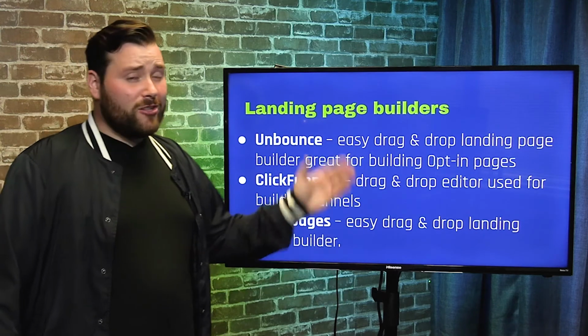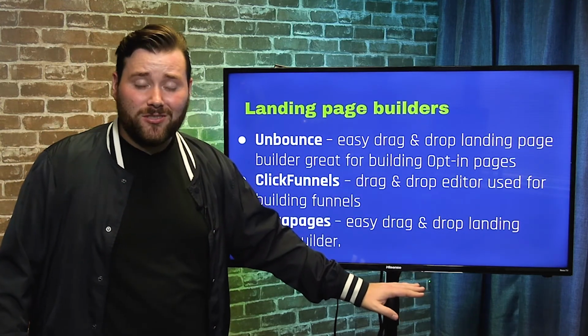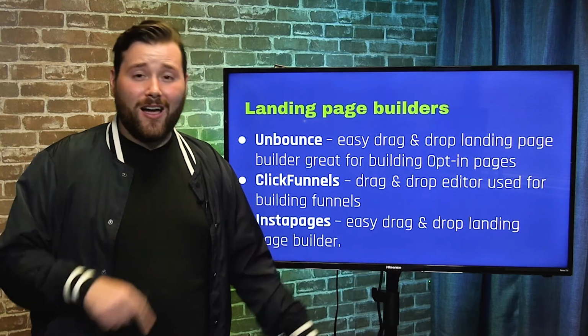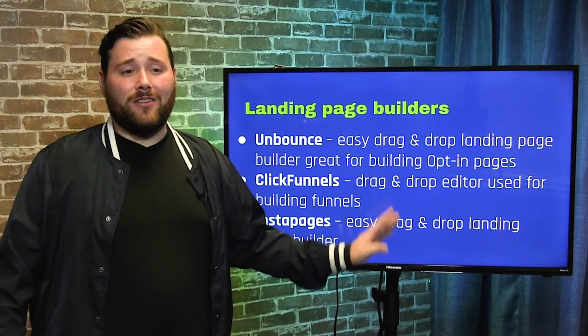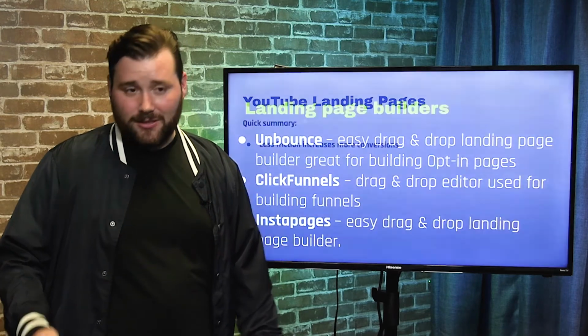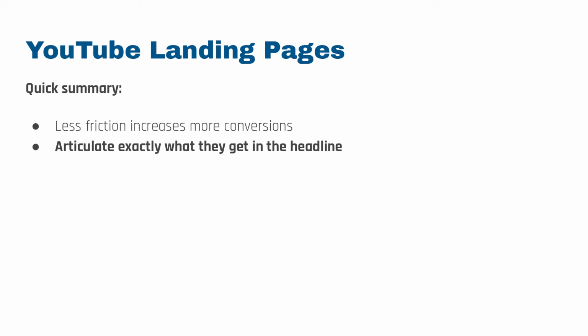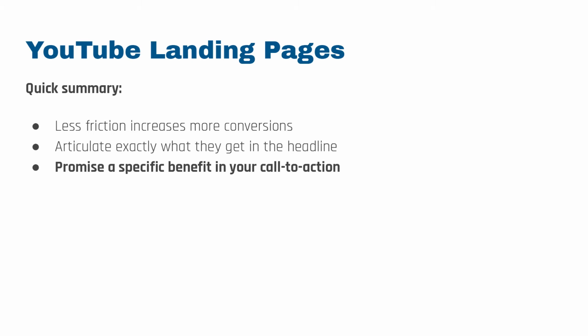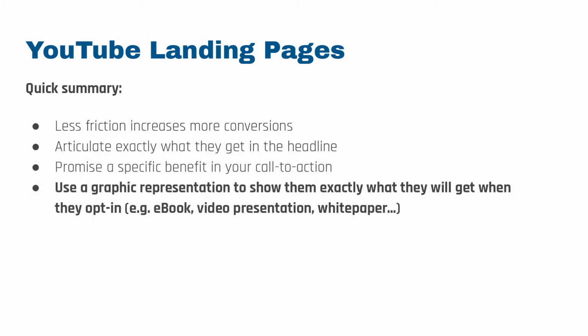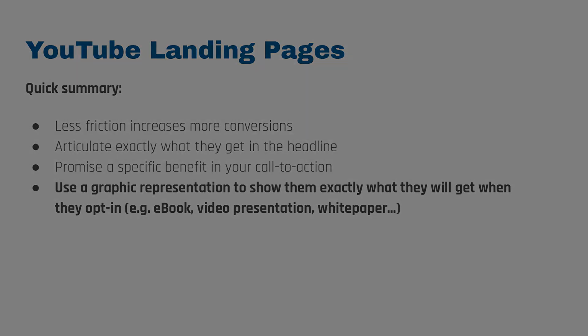So all of these are great, and all of them have templates you can use. You can start with a template, swap your logo out, swap your headline out, and it makes it very simple. So I really recommend these landing page builders. Just to review what we discussed in this segment: less friction equals more conversions. Articulate exactly what they get in the headline, promise a specific benefit in your call to action, and use a graphic representation to show them exactly what they will get when they opt in, for example an ebook, a video presentation, a white paper, anything like that.